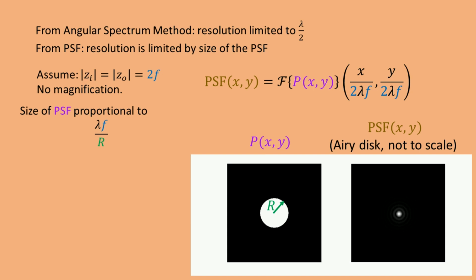So this means that light with a longer wavelength creates a larger PSF. Also, the ratio between the focal length and the radius of the lens determines the size of the PSF.